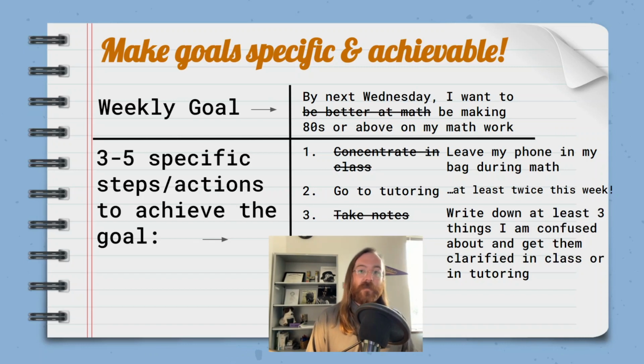And on the third action step, instead of just saying take notes, you can say what specifically you want to write down that will help you. In this case, you can write down at least 3 things you are confused about in order to get them clarified by the teacher in class or in tutoring. And again, that is something that you can check off after you've done it.